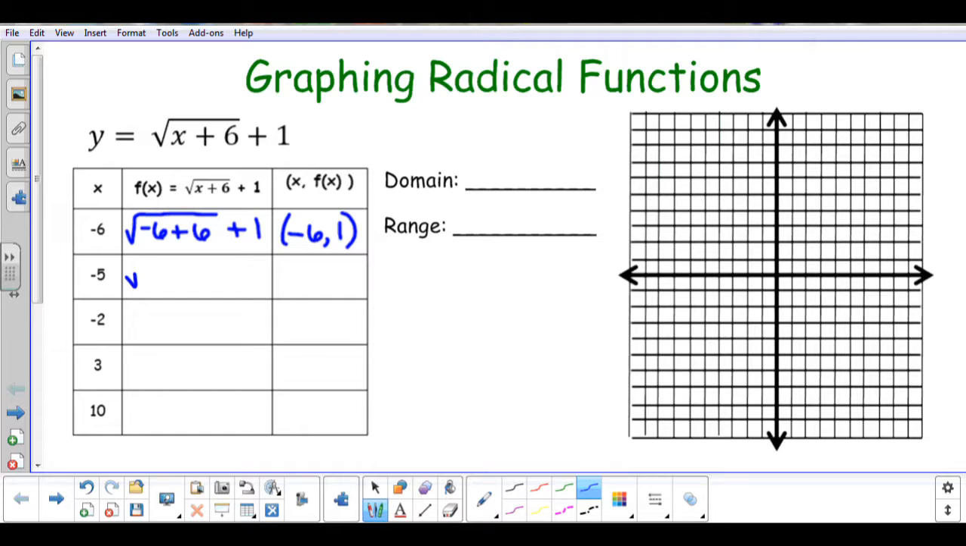So I'm going to plug in my negative 5 plus 6, and then I'm going to add the 1. So I'm going to add negative 5 plus 6 to give me a positive 1. The square root of 1 is 1, and 1 plus 1 is 2. So my coordinate point is at negative 5, 2. And I'm going to plug in negative 2, 3, and 10.